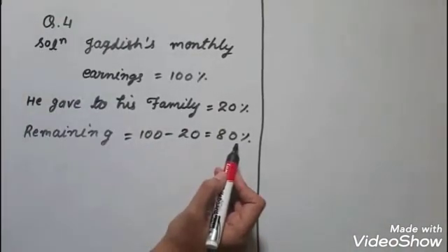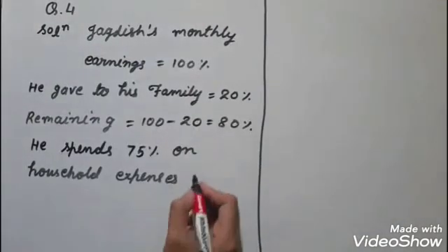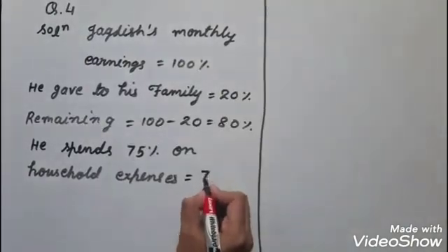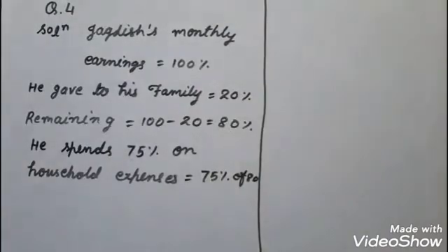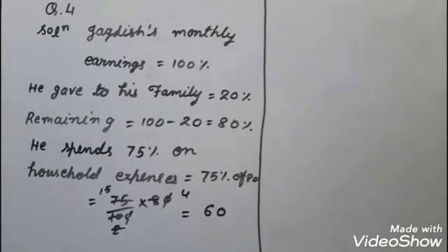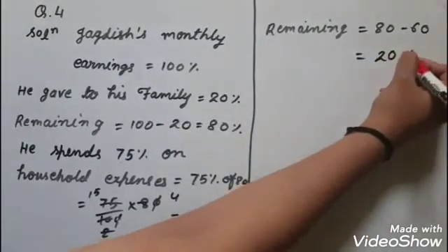From this 80%, he spent 75% on all household expenses, meaning 75% of these 80. After calculating, 60. What does it mean? It means out of 80, he spends 60 on household expenses. So what is remaining? 20% is remaining.